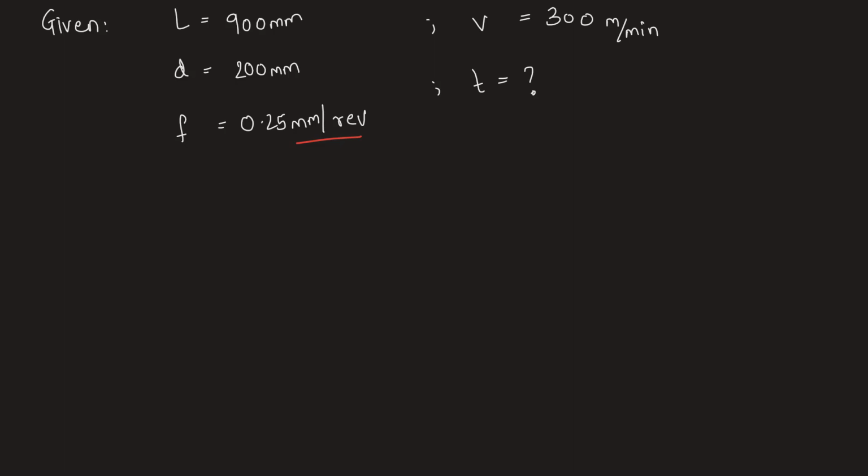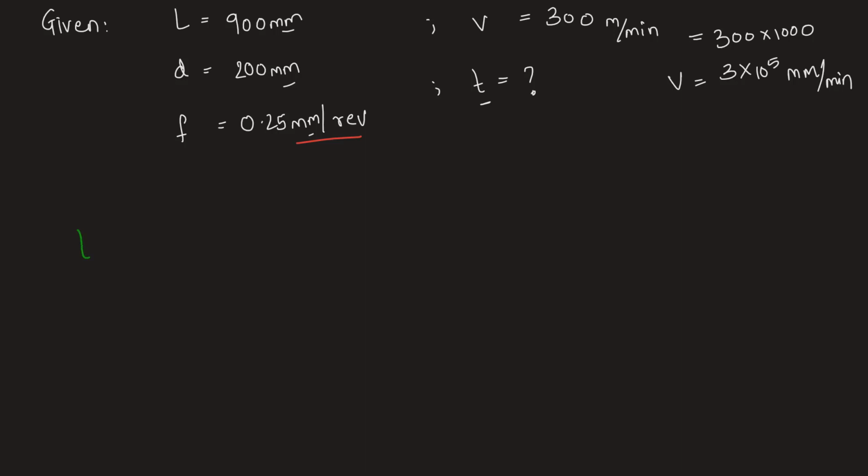Now because everything else is given in millimeters, we'll convert cutting speed also into millimeter per minute. It will be 300 into 1000, that is nothing but 3 into 10 to the power 5. This is V, cutting speed, in millimeter per minute. We are being asked to find out the machining time.